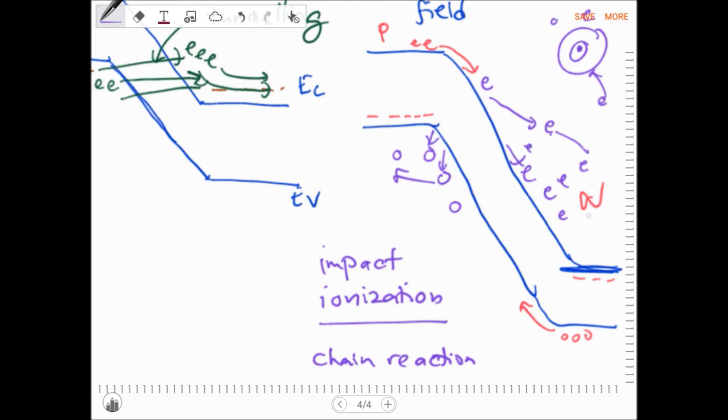When you have a lot of free carriers moving and being collected here, holes will be collected at the P, the electrons will be collected at the end, and suddenly you see a lot of current. So that's how the mechanism occurs.